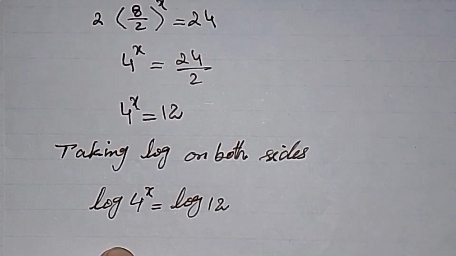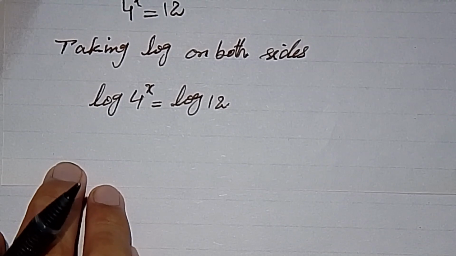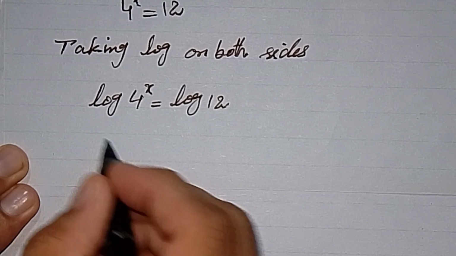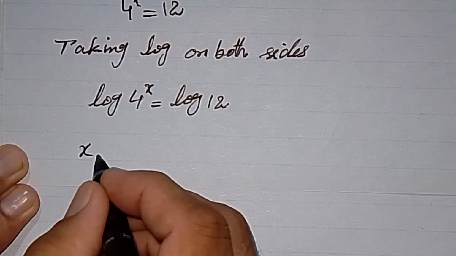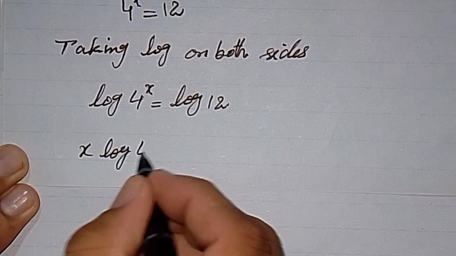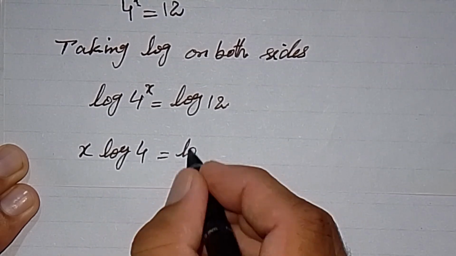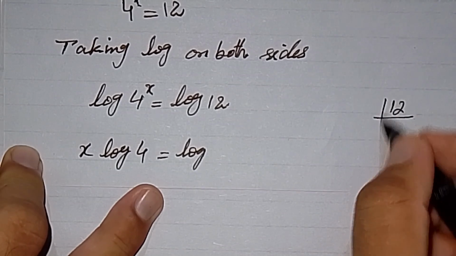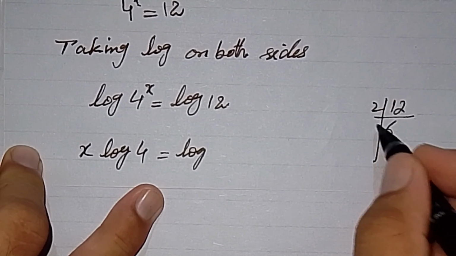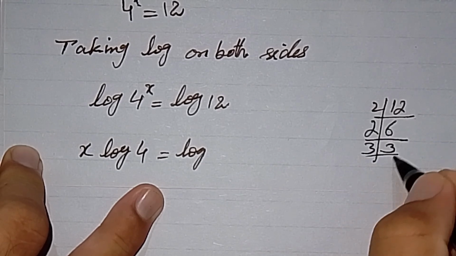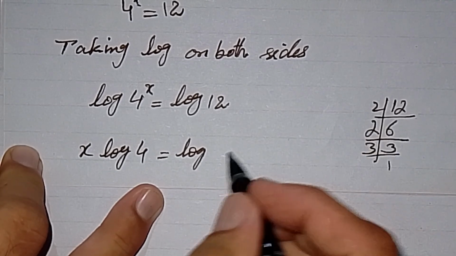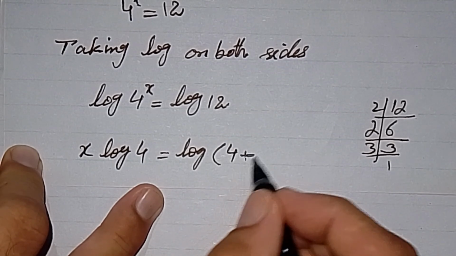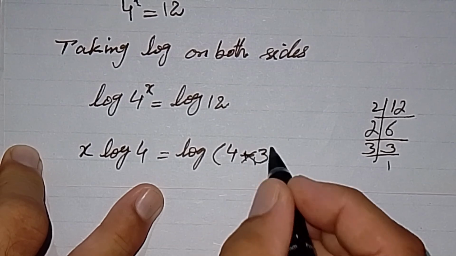Now x log 4 is equal to log 12. Now we factorize 12. 12 divided by 2 is 6, 6 divided by 2 is 3, 3 divided by 3 is 1. This becomes log of 4 into 3.